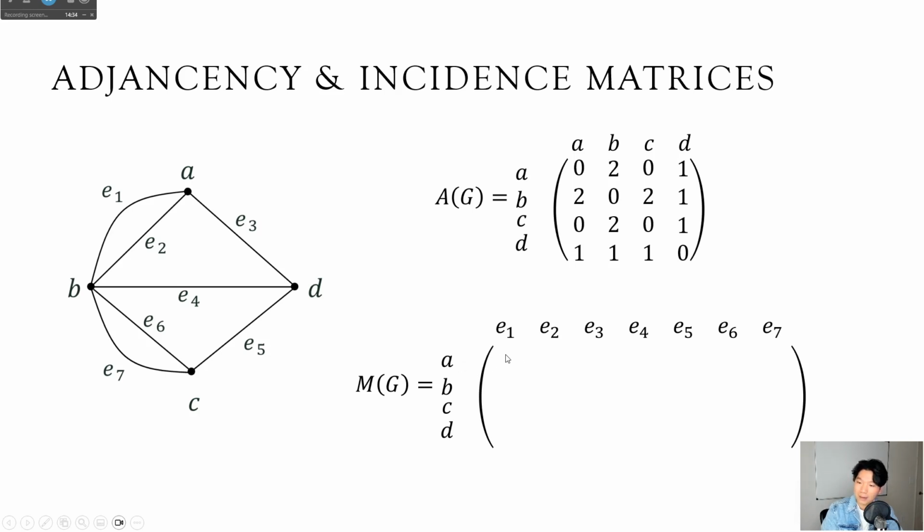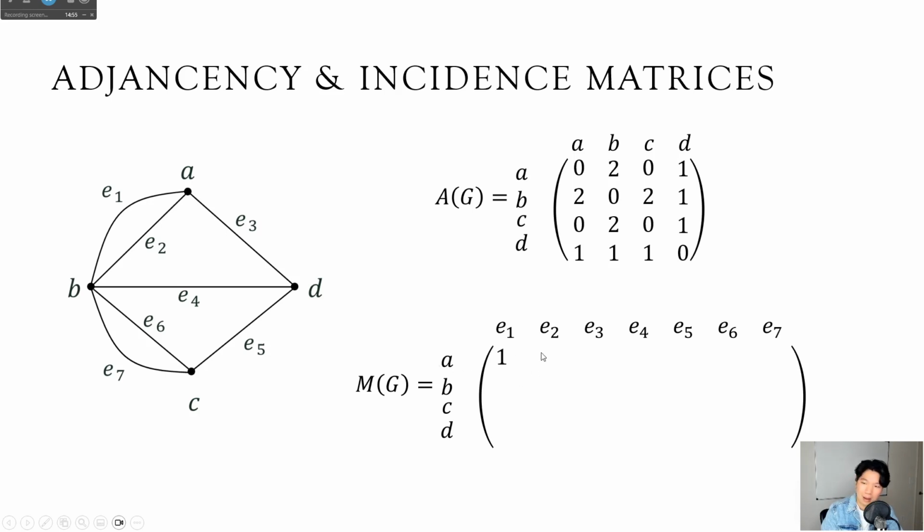So I'm going to go down for the first column, first row. It looks like this intersection between E1 and A. If I look at the edge E1, does E1 connect to A? Well, if I look at my graph, E1, yes, is connected to A. So that means I'm going to put a 1 down.